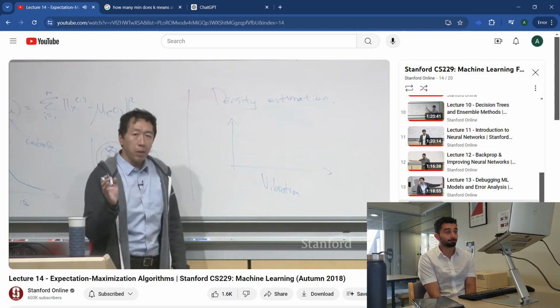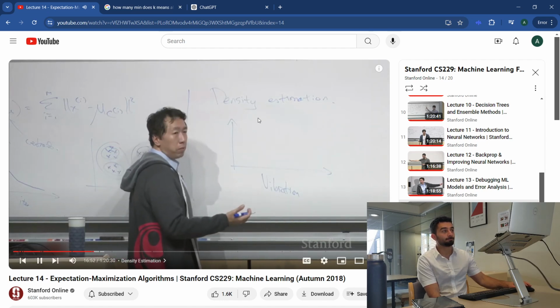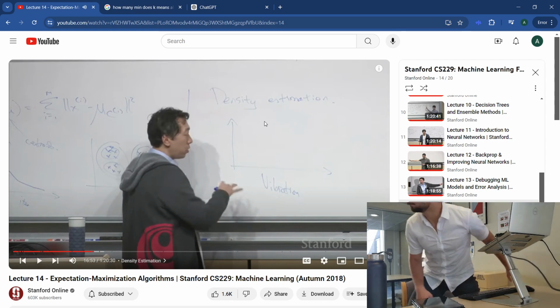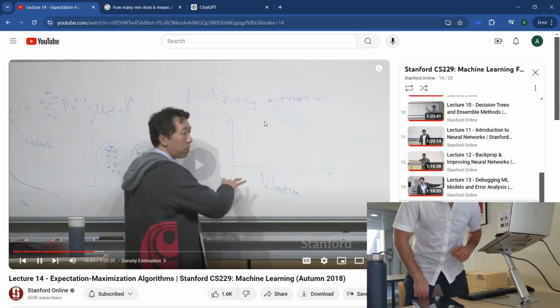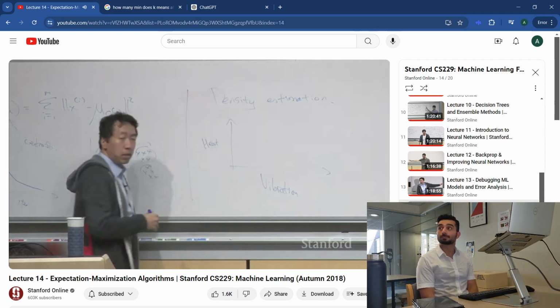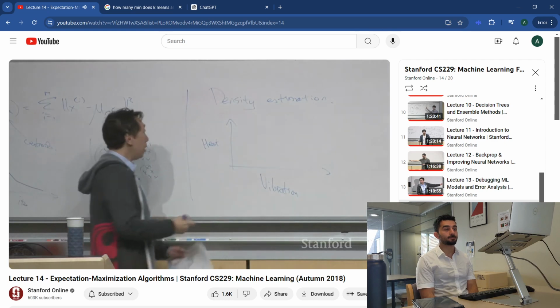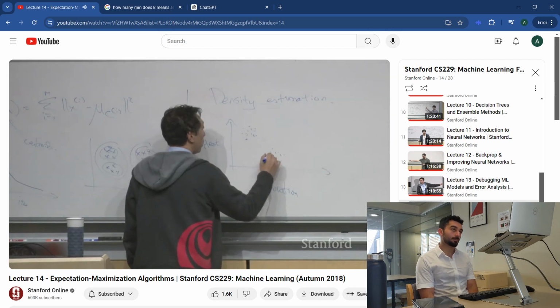If you have aircraft engines coming off the assembly line, and every time an aircraft engine comes off the assembly line, you measure some features of this engine. So you measure some features about the vibration, and you measure some features about the heat that the aircraft engine is producing. And let's say that you get a data set that looks like this.